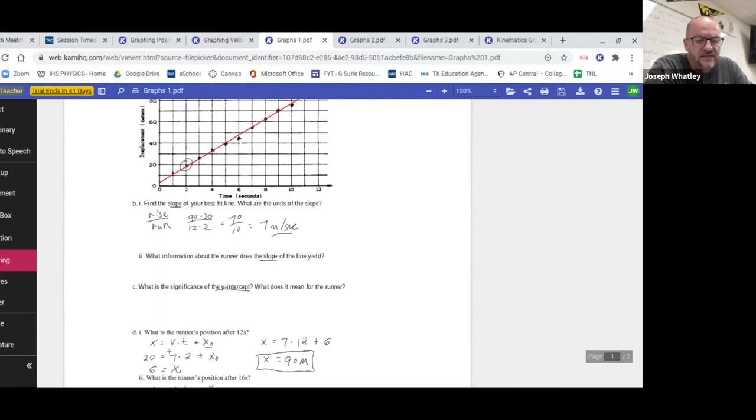I know the slope is 7, the velocity is 7, and I can plug in any coordinate for x and t. I chose one that I also used for the slope. So I plugged in at time point 2, my position was 20. That allowed me to solve for x naught, and I found with my line, my starting position was 6 meters. Now that I have x naught, I went back to the same formula and said, I want to know what x is when my velocity is 7, my time is 12, and my starting position is 6. I put that together to get 90.